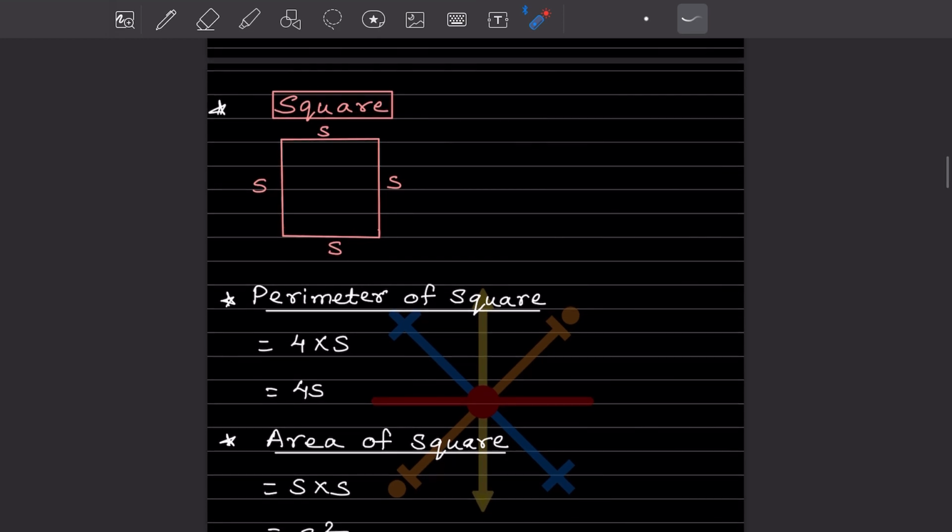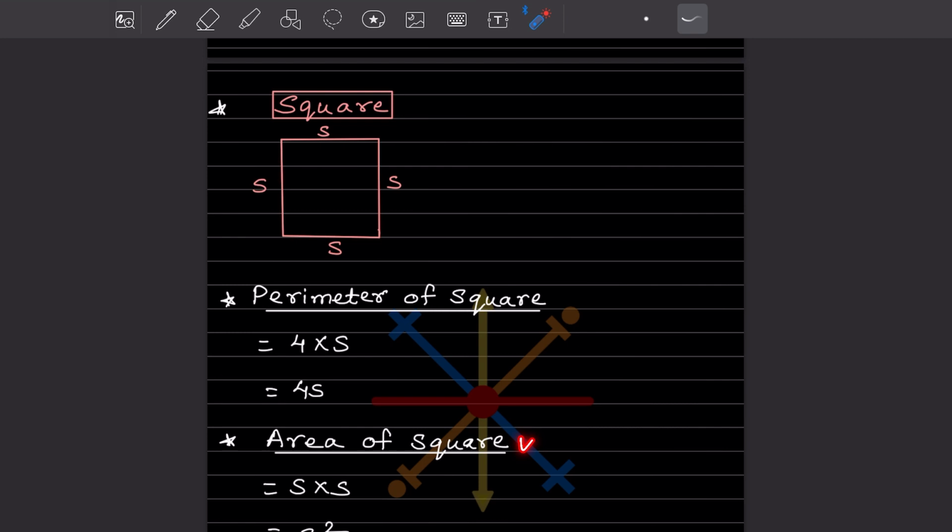In a square, all the sides are the same. Because this is one side, suppose this is 4, this also should be 4, this also should be 4, and this also should be 4. So perimeter, as I told you, is nothing but the sum. So we are going to write 4 multiplied by S, or S plus S plus S plus S, that is 4 times S. That is nothing but 4 multiplied by S, so that is 4S.